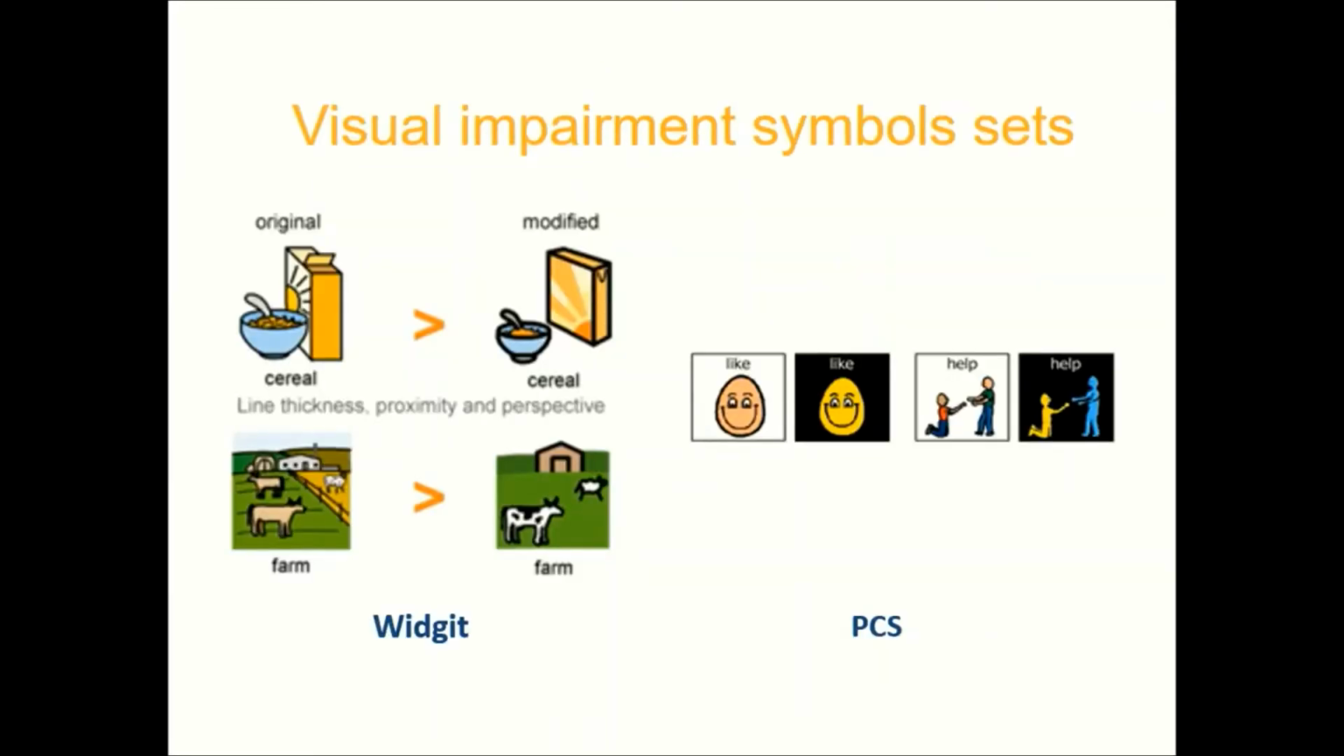Widget and PCS also have specific symbols that are designed with visual impairment in mind. So the widget examples, for example, the symbols are a lot clearer and there's less detail in them. So the picture of the farm on the right is a lot clearer than the one on the left. And similarly with the cereal, it's been modified. On the right-hand side, the PCS examples, you can see high color contrasting being used. And again, the symbols are simplified.